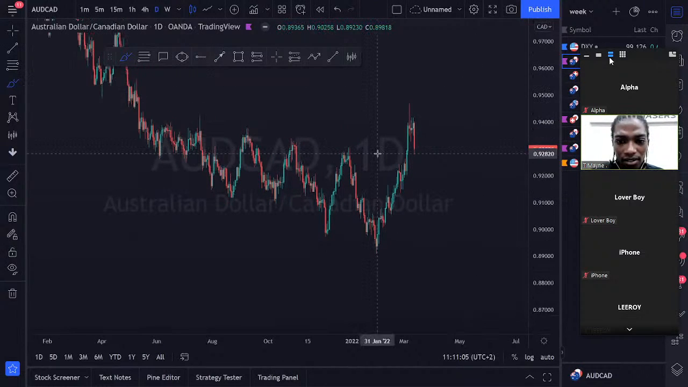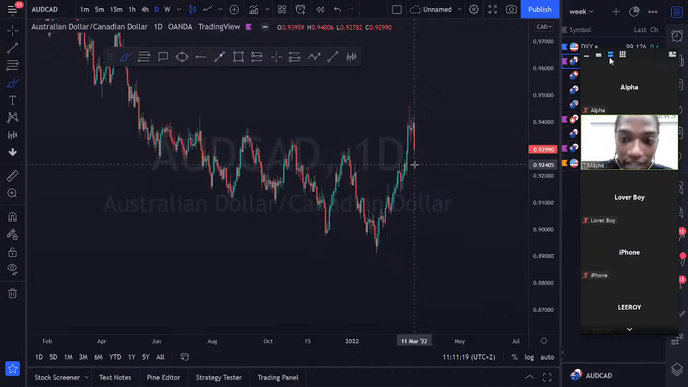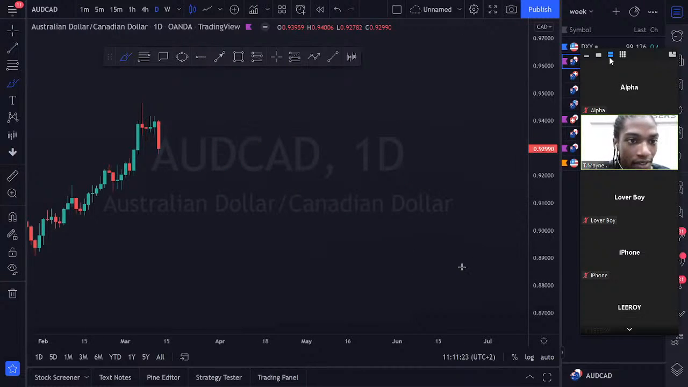I don't think I sent a signal on Aussie CAD over the course of last week, but I know I did get into a sell. I was a little bit premature on the sell. I didn't think the sell was going to come on Friday. I thought the sell was going to come on Thursday, because Wednesday also gave a nice pin to the upside.